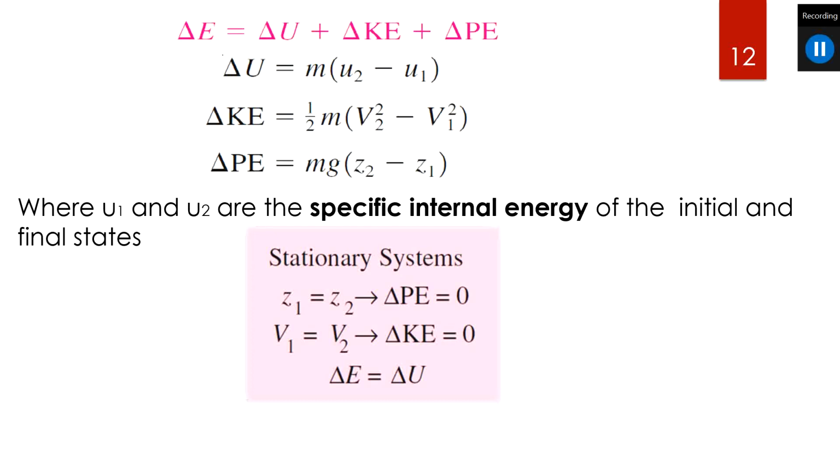When we are dealing with stationary systems, the potential energy and kinetic energy changes become 0. So the change in energy is equal to the total internal energy change only in a stationary system.